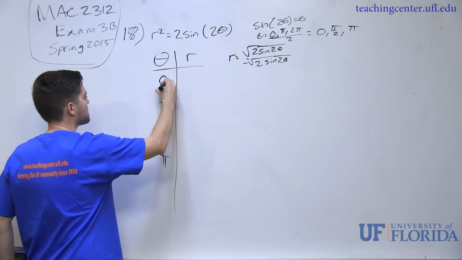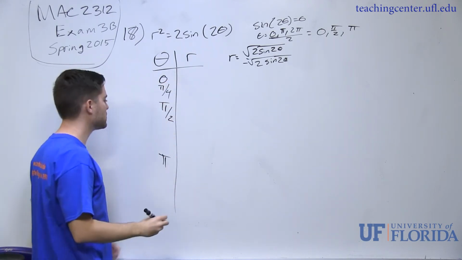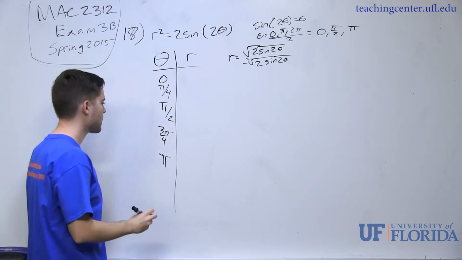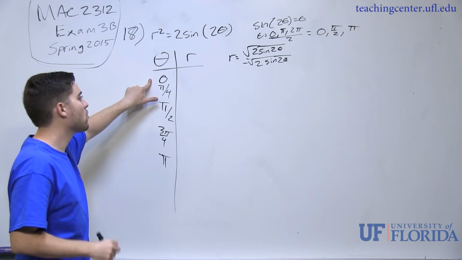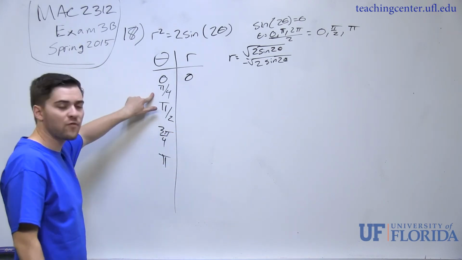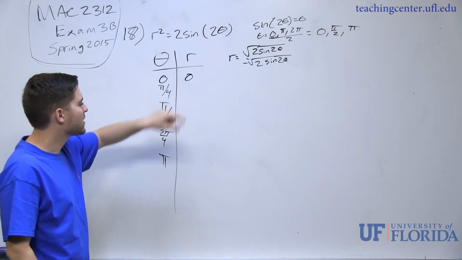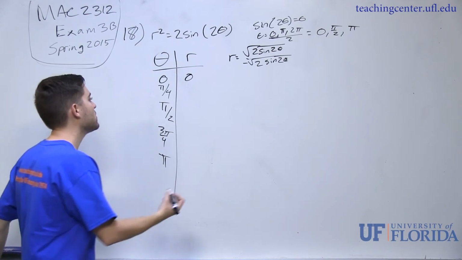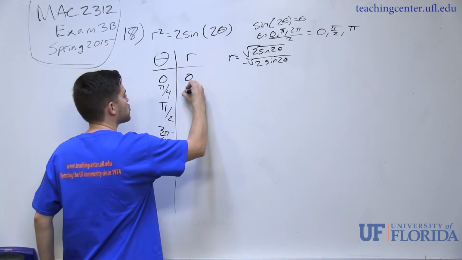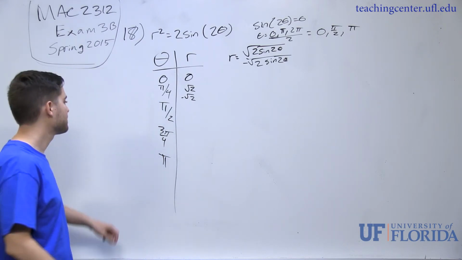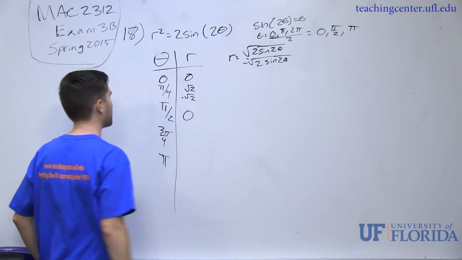So I'm just going to populate it with some spots in between. Pi over 4 should be a good choice, and I'll also put in 3 pi over 4. So when I plug in 0, I know that I already get 0. Pi over 4, I end up getting sine of 2 times pi over 4. That's sine of pi over 2, so that's 1. So I end up getting square root of 2 and negative square root of 2 for my corresponding points. Pi over 2, I end up getting 0 for both of them.